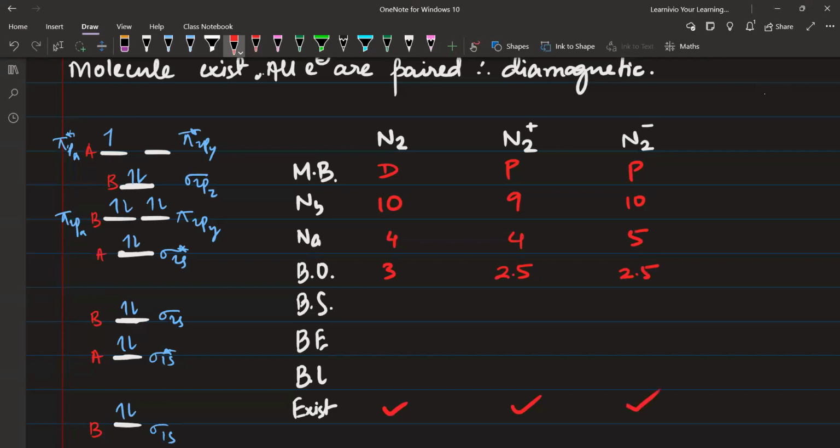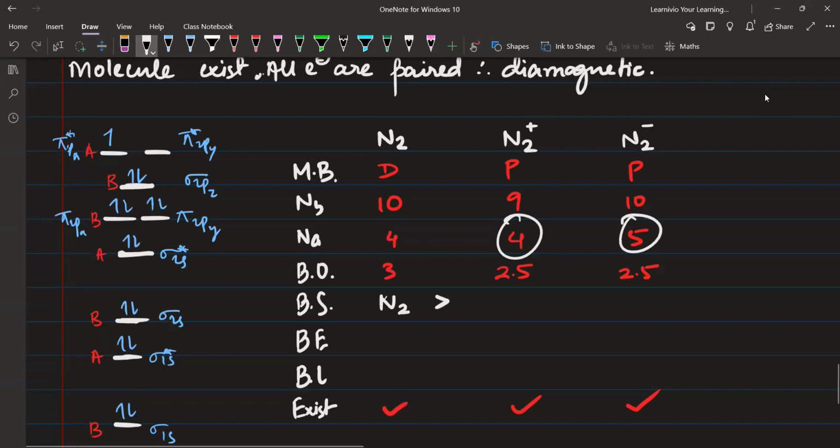If I talk about the bond strength, then N2 has 3 bonds. That is why it is going to have the highest bond strength. But what about 2.5 and 2.5? How are you going to compare? You are going to look at the number of anti-bonding electrons. Here we have only 4 anti-bonding, here we have 5 anti-bonding. So if anti-bonding increases, the bond strength will be low. If you have the same bond order, you are always going to look at the anti-bonding. If the anti-bonding is higher, it is less stable, with less bond strength.